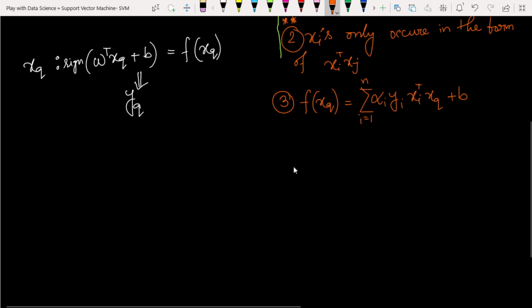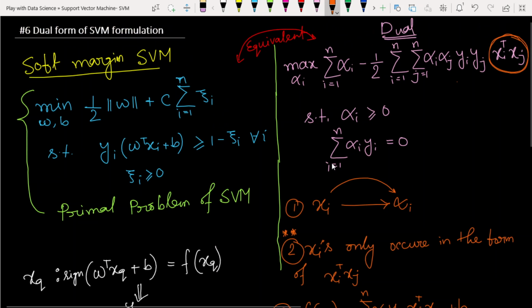Now the fourth visualization: alpha i greater than 0.